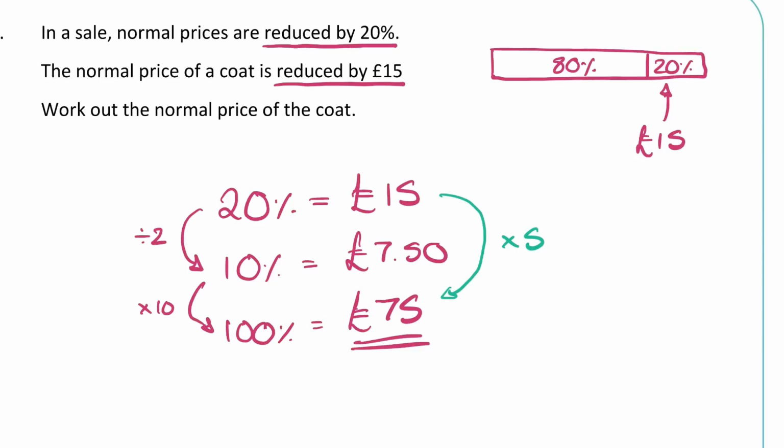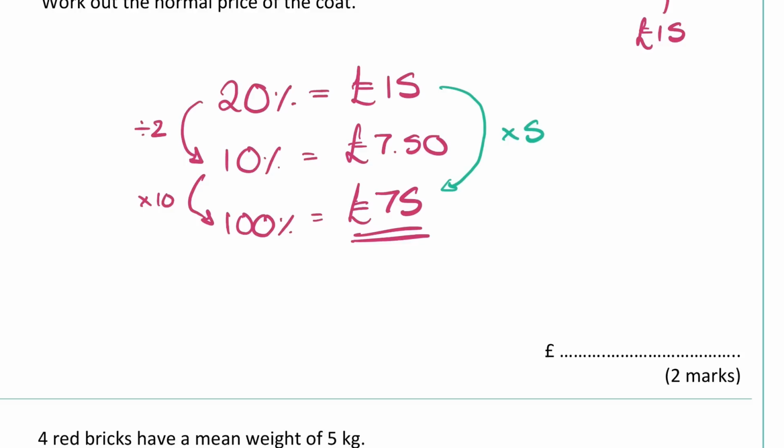That's how you get 20% to 100%. Either method's fine. Obviously, in this one particular question, 20% to 100%, we just times by 5. But for any other percentage, we would probably break it down to 10% first. So there we go, our final answer, £75.